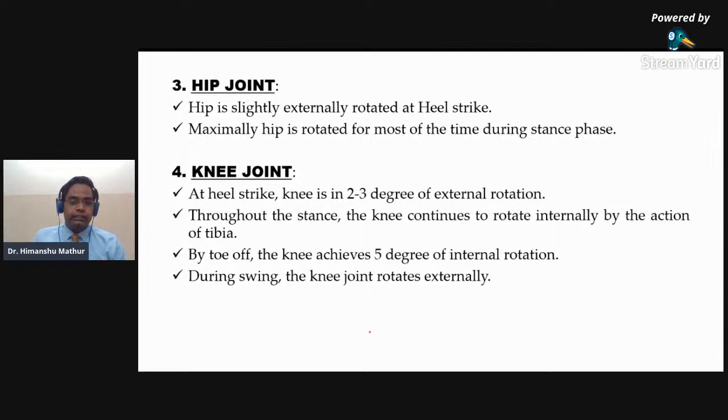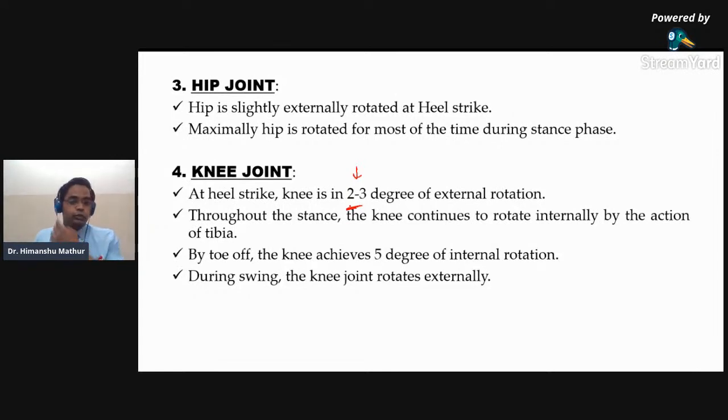At the heel strike, the knee is in 2 to 3 degrees of external rotation, along with the femur and the hip joint, because the hip joint is also going into external rotation. Because it is in nearly complete extension, the femur and knee act as one unit. So if the femur is going into external rotation, the whole knee joint would also go into external rotation, 2 to 3 degrees more as compared to the femoral rotation.